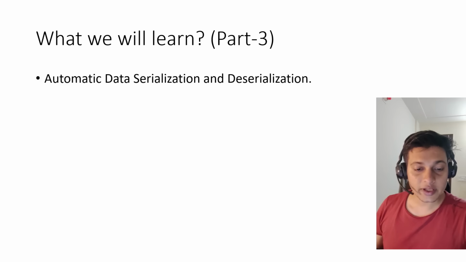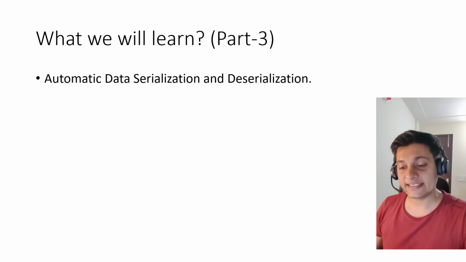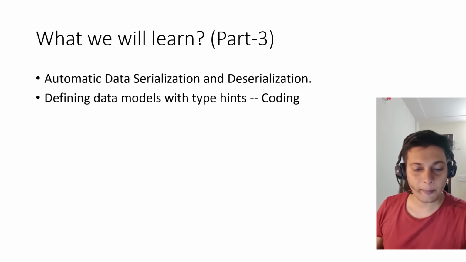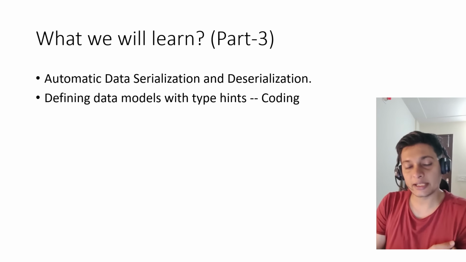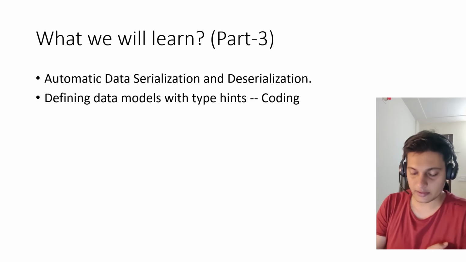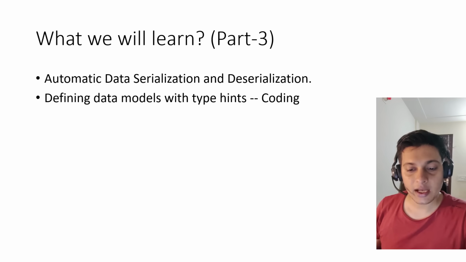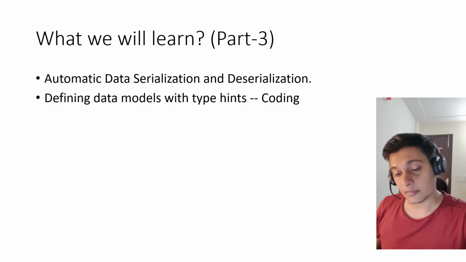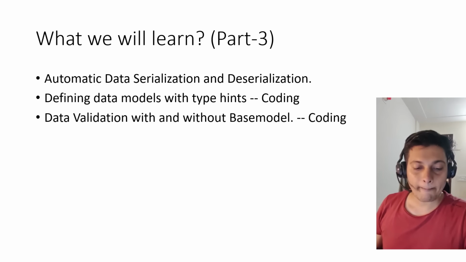What we are going to learn today is automatic data serialization and deserialization. I will give you a synopsis of how Pydantic does the serialization and deserialization. After that, we're going to cover defining data models with type hints. These data models are nothing but the base models, which are part of Pydantic. This is the core part of Pydantic, and it will be used along with this Pydantic library throughout the course. After this, there will be a few scenarios where you need data validation with and without a base model.